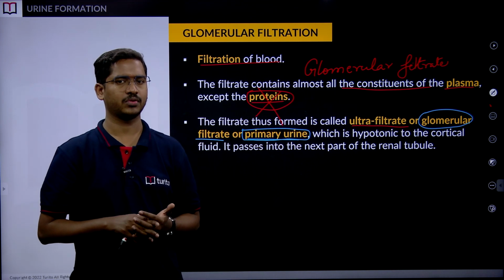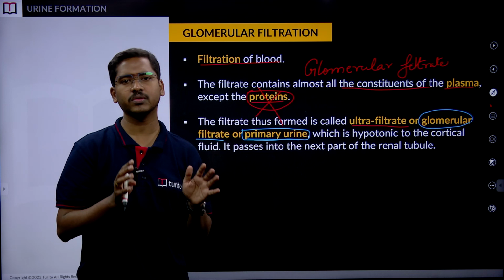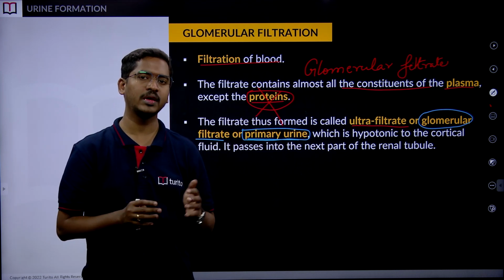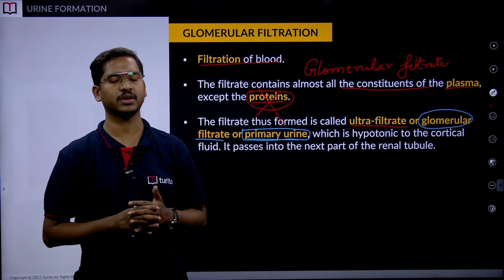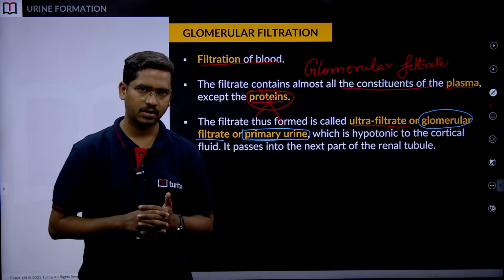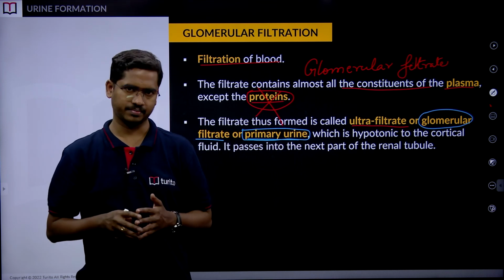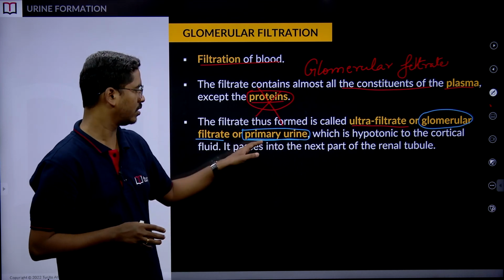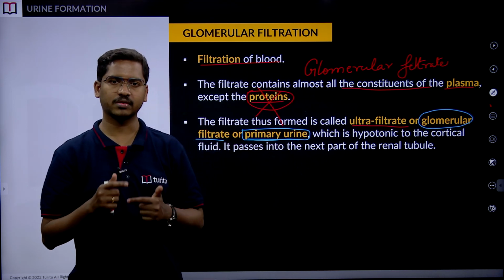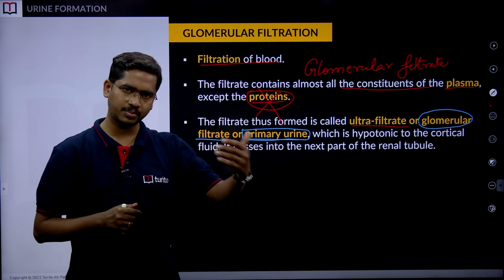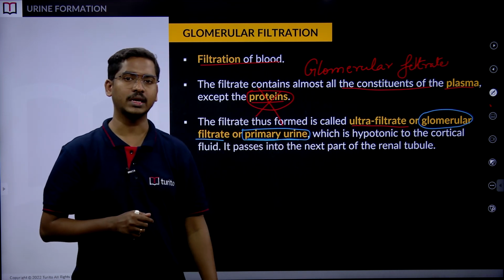Correct. Some of you are putting the correct answers here. We do not release the primary urine because it contains almost everything which is present in the plasma. Certainly, our body cannot afford to lose all of them. So, this primary urine has to undergo several processes and has to be treated properly inside the system. That is when it will be released outside.